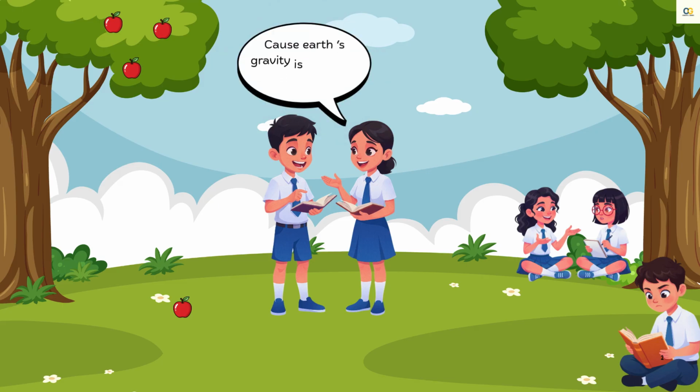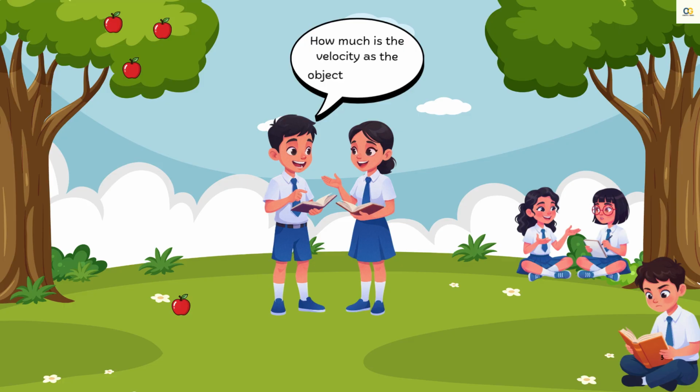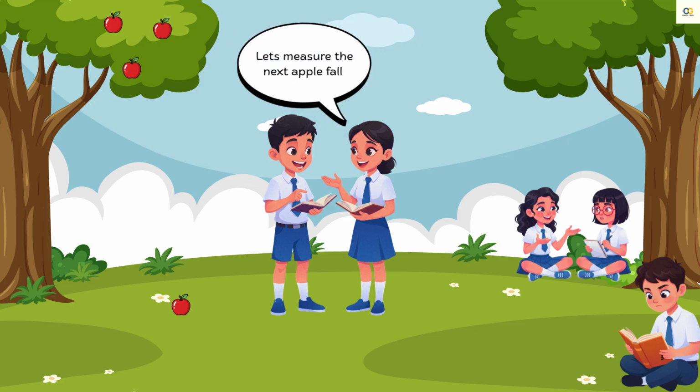Riya says, because Earth's gravity is pulling things down. Then Arav asks, by how much velocity does the object fall down? What is the force that causes this velocity? Well, then Riya says, let's measure the next apple fall and see what the velocity is.